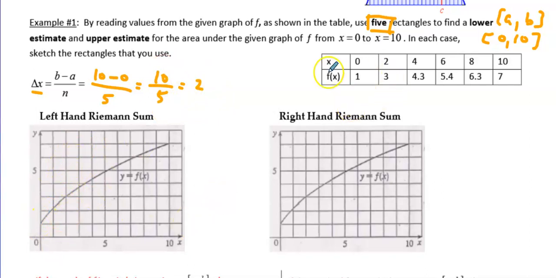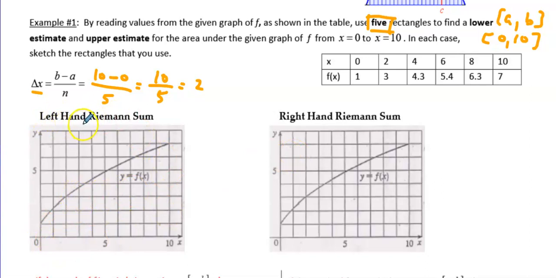I'm going to use a lot of color with this. Here are the values that you see in the table, and they've already plotted them for us. They've nicely plotted them right here, and here's our function, y equals f of x. So this is all that you have to do. At 0, y is 1, at 2, y is 3, and so on.